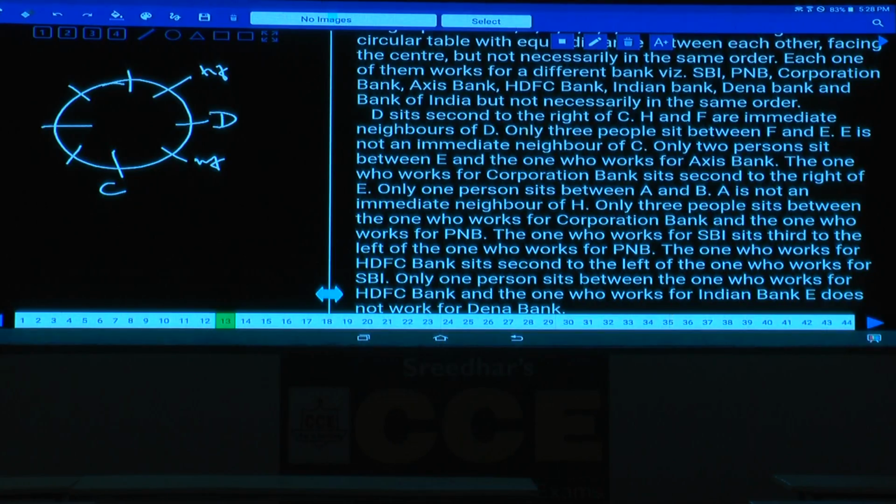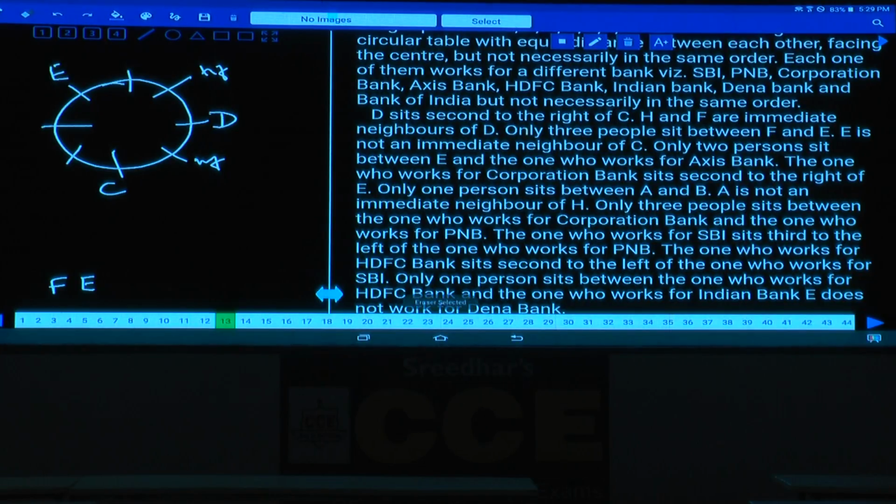Only 3 people between F and E. As only 3 people sit between F and E, among these 8 persons, 3 people sit between F and E is nothing but they are opposite to each other. Hence, F and E are opposite to each other. And E is not an immediate neighbor of C. As E is not an immediate neighbor of C, E will be here.